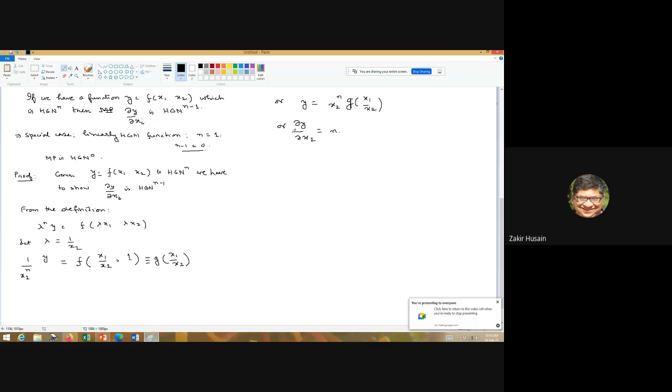Sorry, n into x2 to the power n minus 1 into g of x1 by x2, plus, here now it will be n x2 to the power n. No, no, no, it's only to the power. This we cut off.